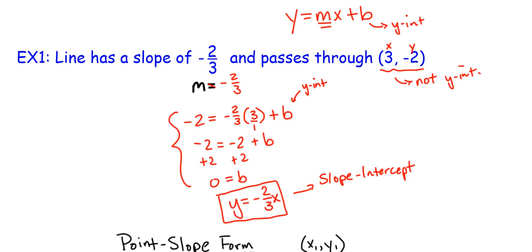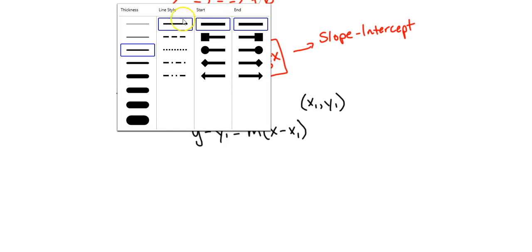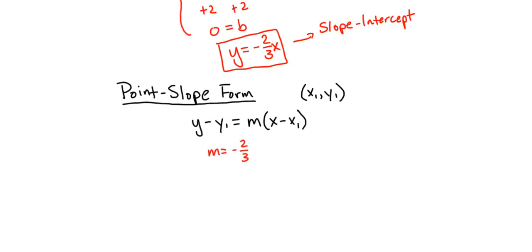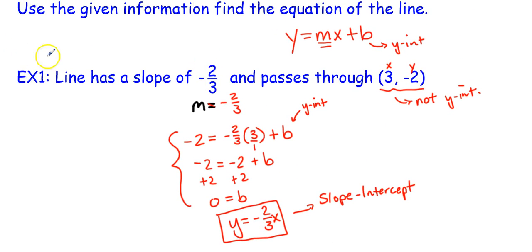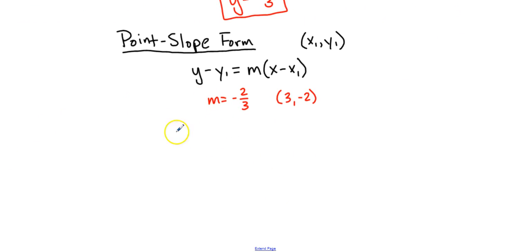So I want to look back up at the original problem. The original problem, we know that the slope is negative 2/3. And it also passes through this point 3, negative 2. And literally all we have to do is plug these numbers into this equation and we're done. We have the slope of a line. If it asks you for the equation of the line, you don't have to write it in the slope-intercept form. This point-slope form is another way to do it, and a lot of times it's a lot easier.